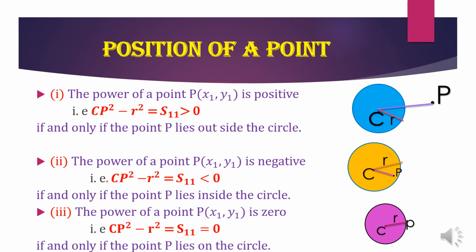Similarly, the power of the point P(x1, y1) with respect to S equals 0, that is S11, is equal to 0. Then the position of P lies on the circle. So these are positions of a point mainly based on the power of the point.